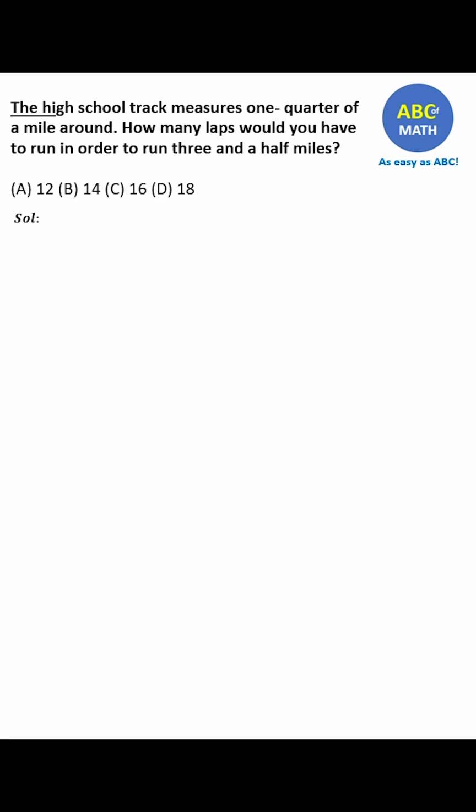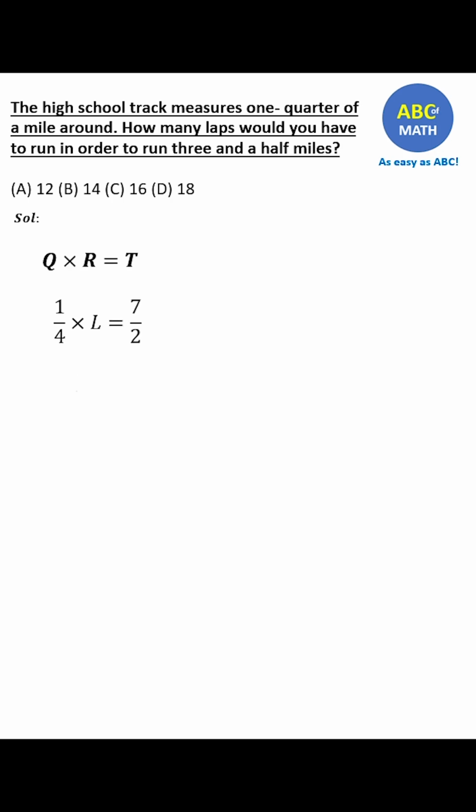Question. The high school track measures 1/4 of a mile around. How many laps would you have to run in order to run 3.5 miles? We can say for a fact that there is a repeated scenario here, so we can apply the Thompson's simple equation rule as we saw for L.